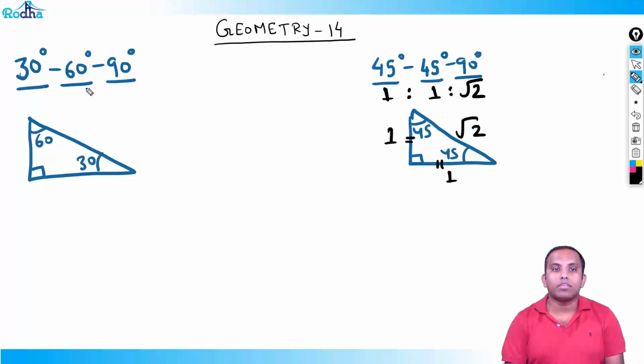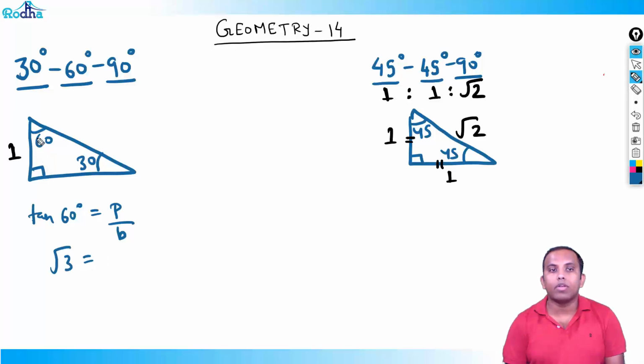Now in the 30-60-90 triangle, we need to derive it. So let's assume the side opposite 30 to be 1. Now applying tan 60 here. What is tan 60? Tan 60 is perpendicular by base. So tan 60 is root 3.